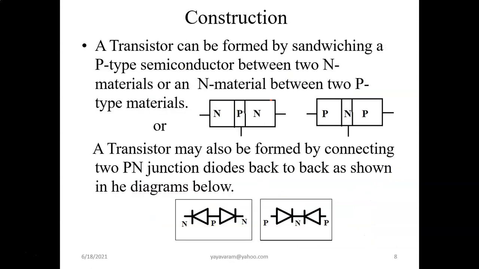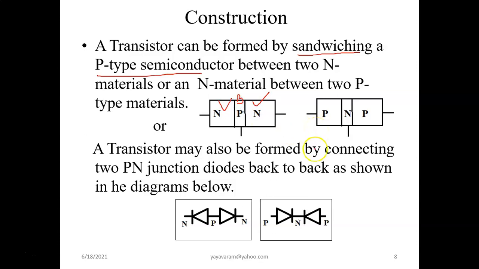Let us see how to construct the transistor, either PNP or NPN. It is very easy to remember or understand. A transistor can be formed by sandwiching, by inserting a P-type semiconductor between two N-type materials. This is your N-type, this is your N-type, and this is your P. So you get NPN. Remember, this is your base. It is very thin. I have clearly shown it here.